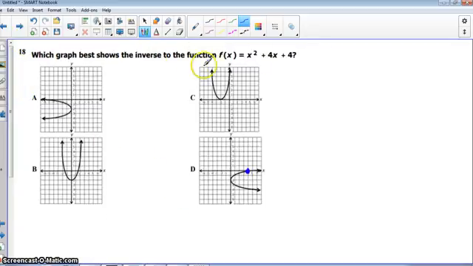This one, inverse to this function. If you graph this function, one point that will absolutely definitely be on it is (0, 4). So when you look for its flipped version, it would be (4, 0), which is on this one. It's not on any of the others. So I know for a fact this one is the right answer.